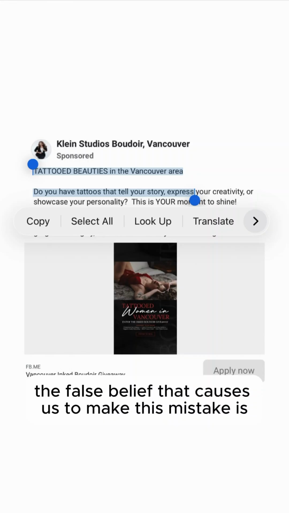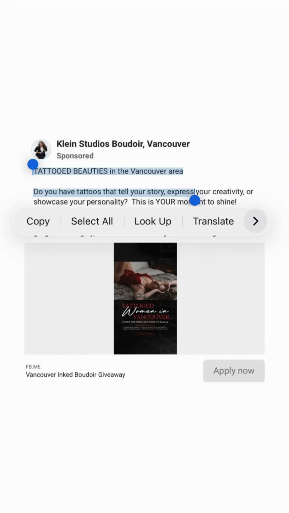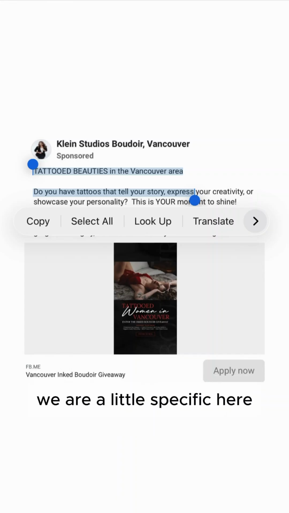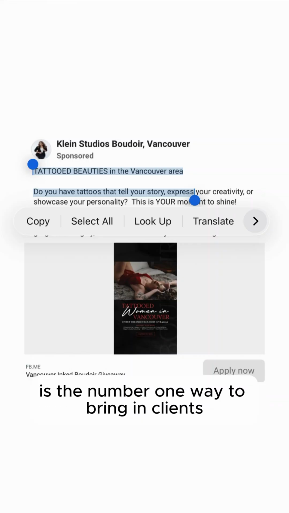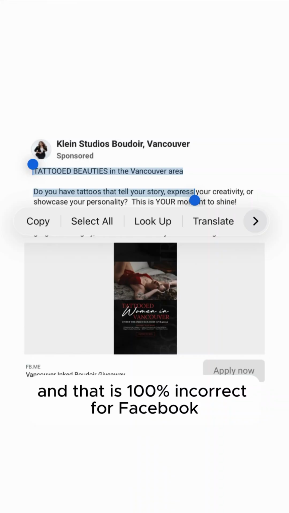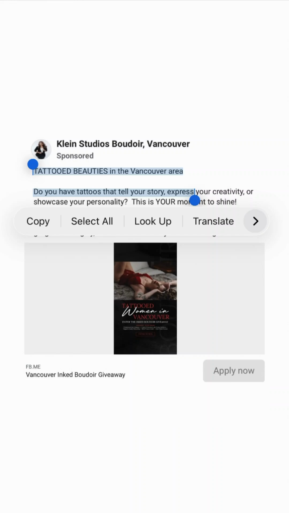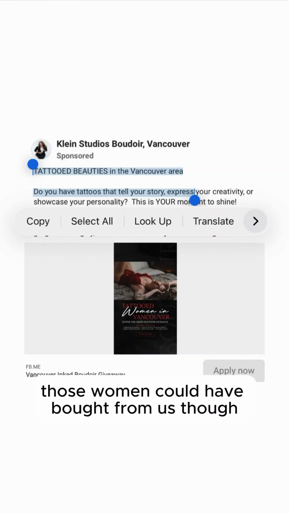The false belief that caused us to make this mistake is that we believe putting spaces, not being hyper specific, we are a little specific here, but not being hyper specific into who we're speaking to is the number one way to bring in clients. And that is 100% incorrect for Facebook social media advertising. And the consequence of this is way more women that could be the perfect fit for our ad are scrolling right on by. Our ad is never entering their brain. Those women could have bought from us though.